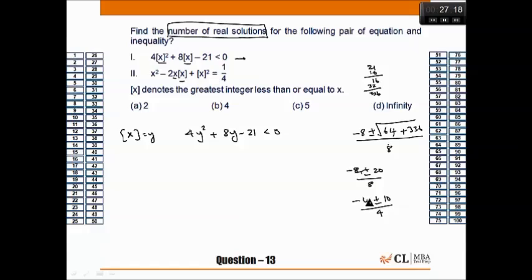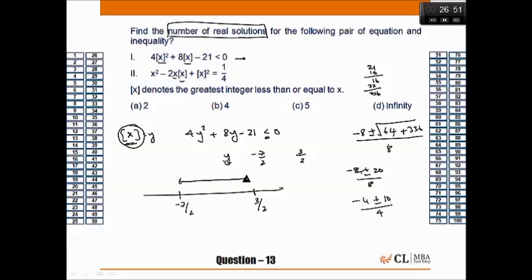6 by 4 is 3 by 2. So y is 3 by 2, and 10 minus 4 minus 10 minus 14 gives minus 7 by 2. So this is between minus 7 by 2 and 3 by 2. That is the value y has to take, but it is an integer, so it has to be in between these two things.